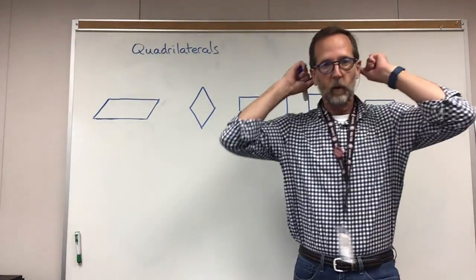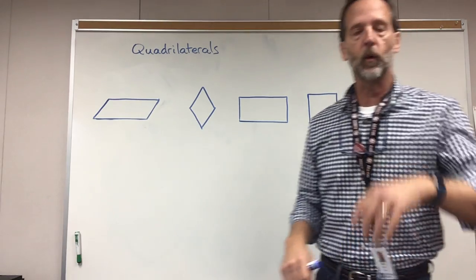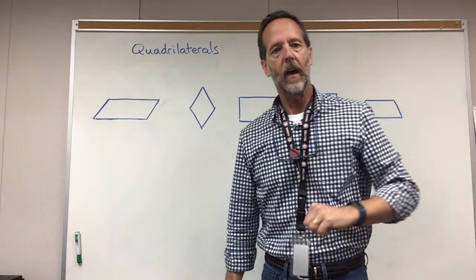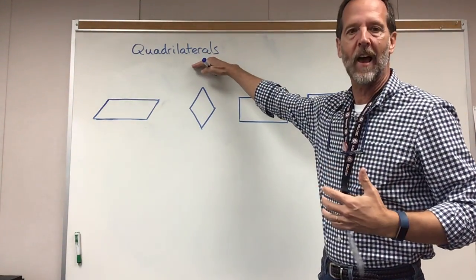Hey gang, today we're going to talk a little geometry. We're going to talk about polygons, specifically polygons with four sides. Okay? A four-sided polygon falls under the heading of a quadrilateral.